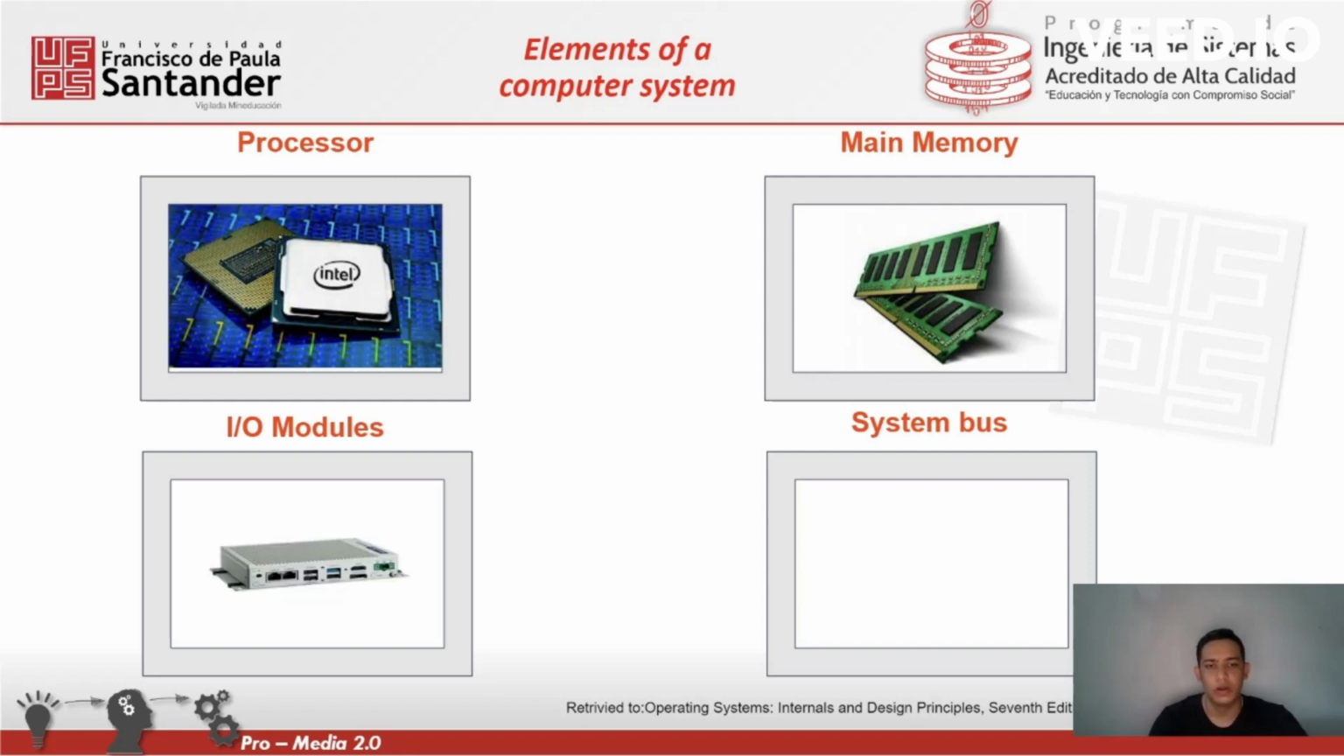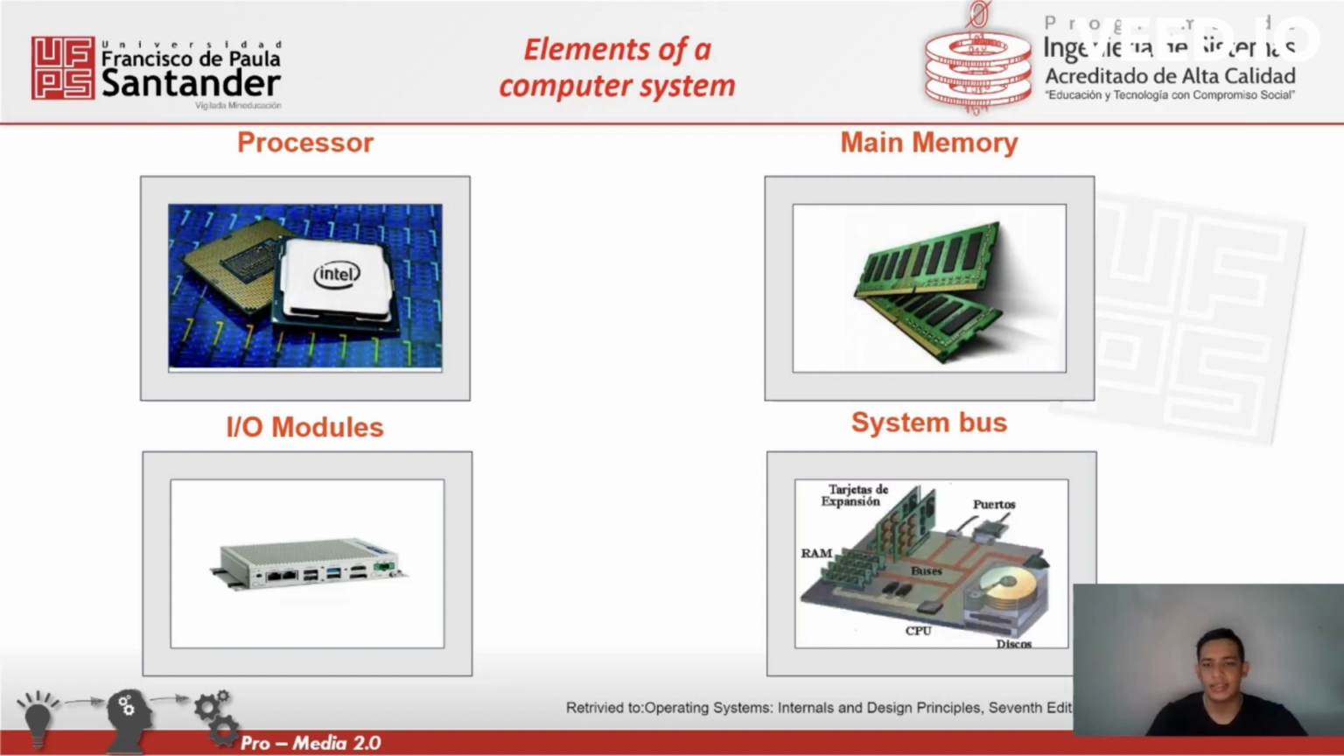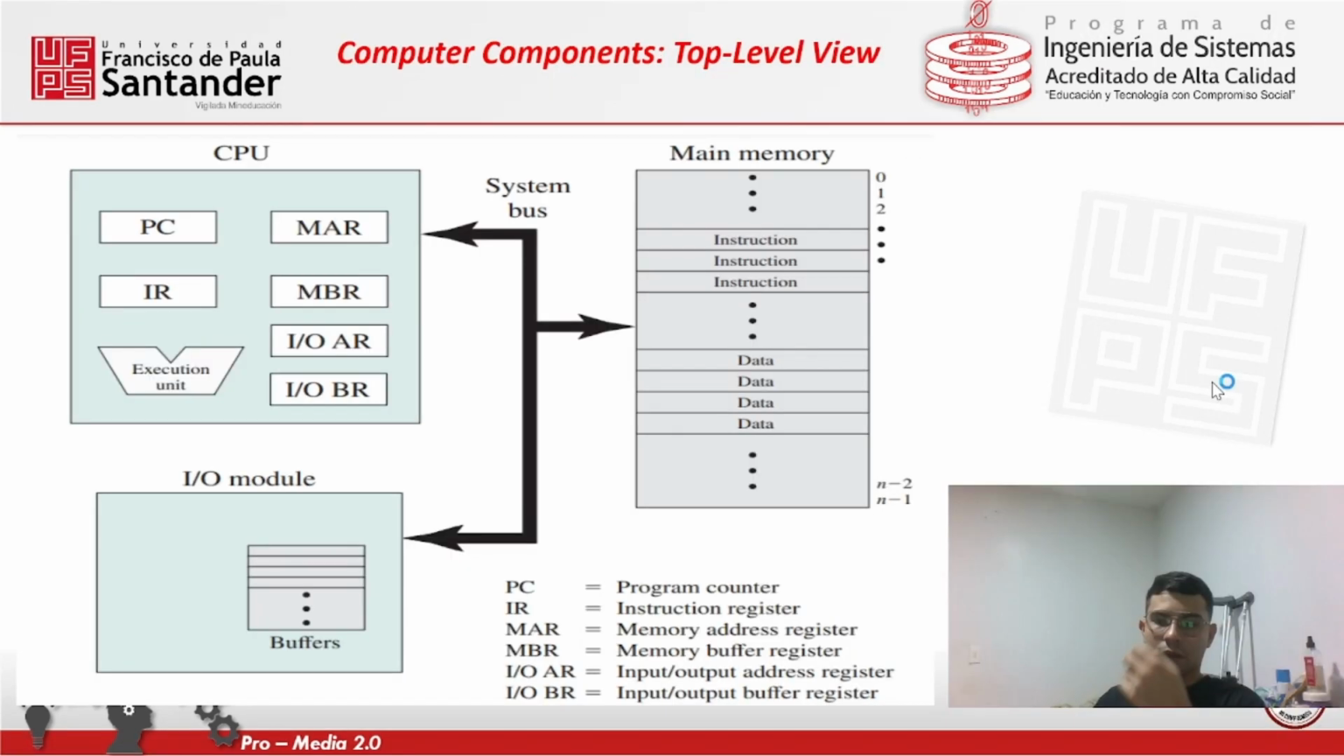Input-output modules, also known as input-output devices, serve an essential role by facilitating the transference of data between the computer and its external environment. These components act as intermediaries that enable the computer to effectively interact with peripherals, storage devices, networks, and other systems. System bus. The system bus provides communication between processors, main memory, and I/O modules.